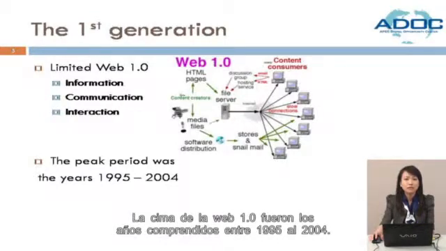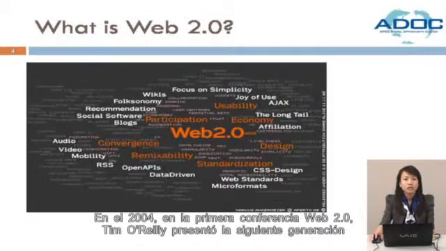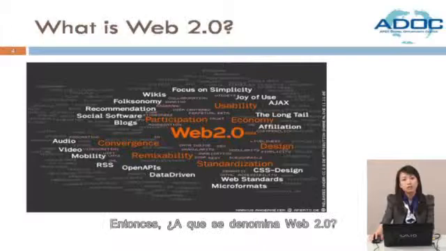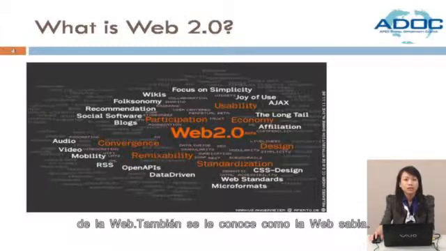The peak of Web 1.0 was the years from 1995 to 2004. In 2004, Tim O'Reilly introduced the next generation web in the first Web 2.0 conference. It is called Web 2.0. So what is Web 2.0? Web 2.0 is the second phase in the web evolution. It is also called the Read-Write Web.